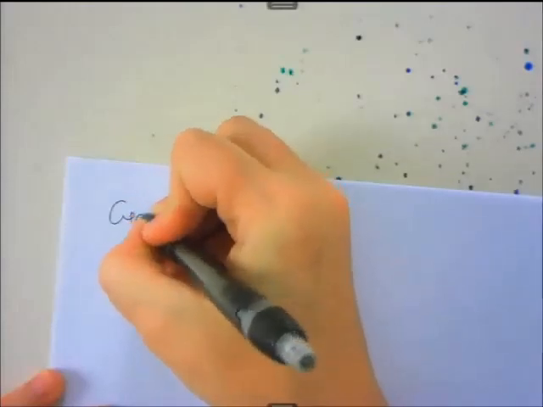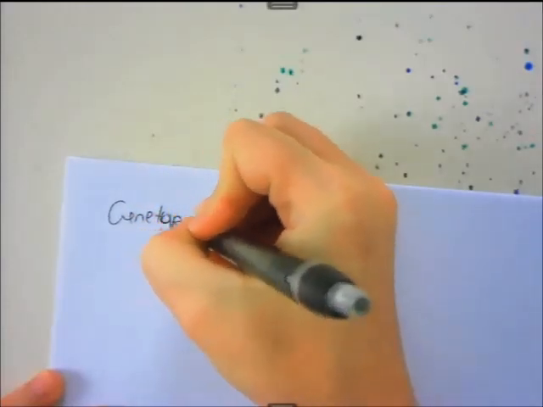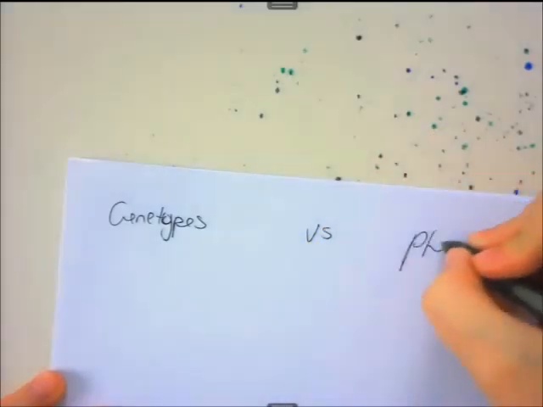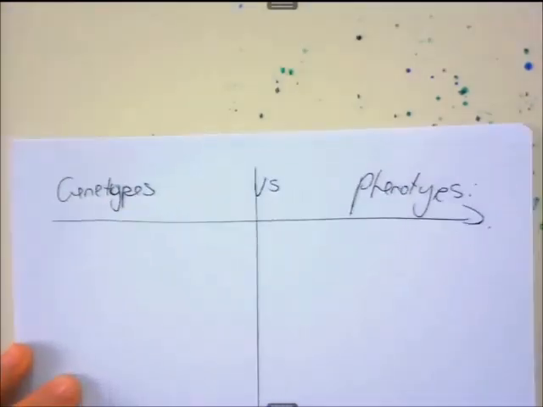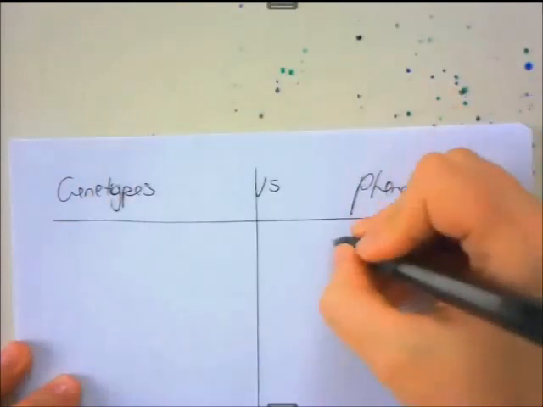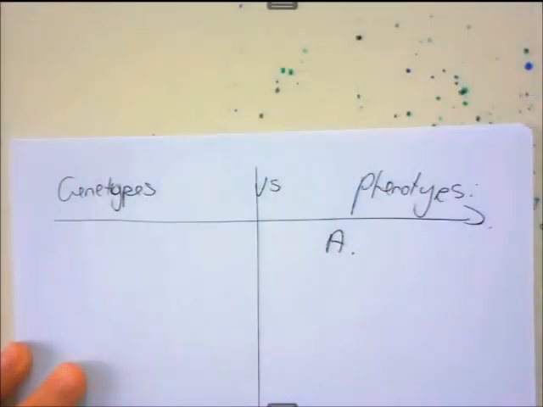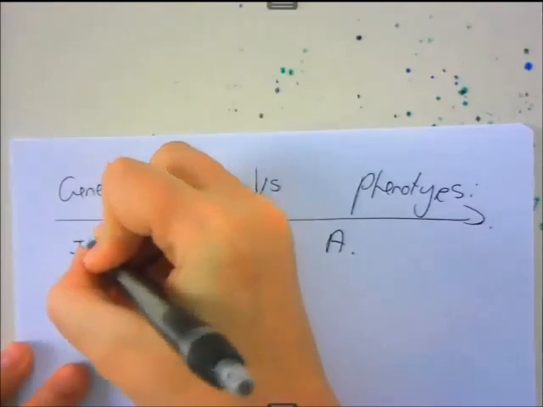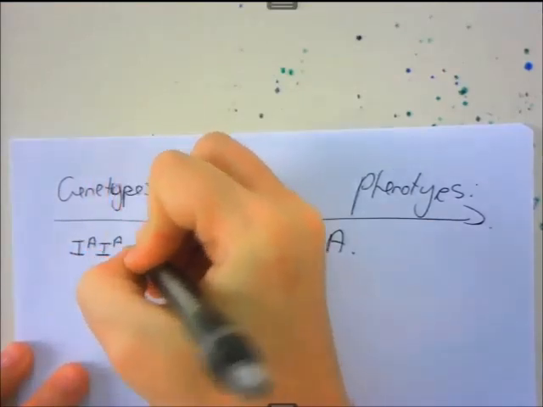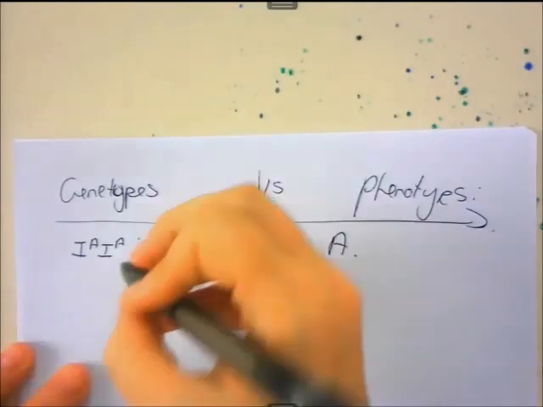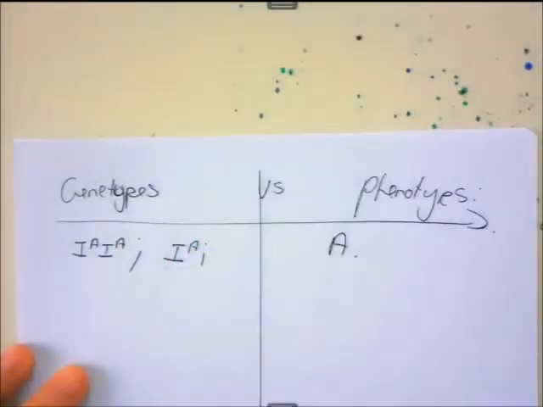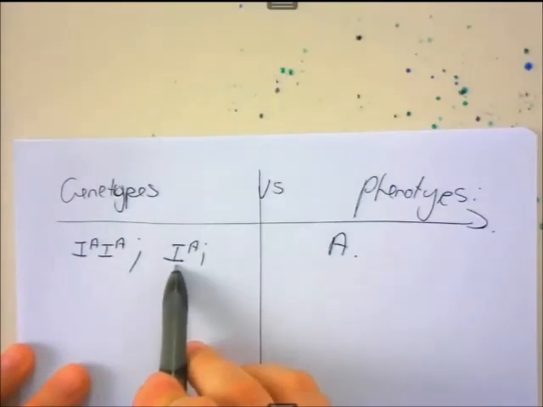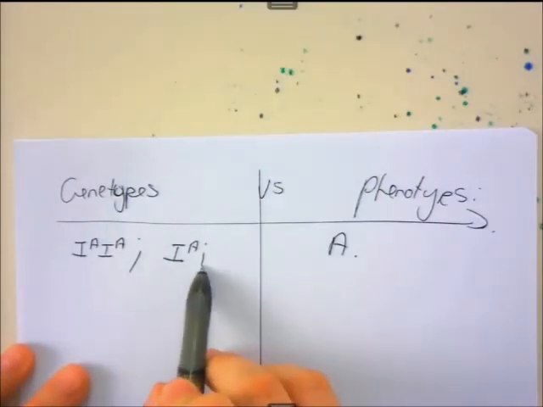When we look at genotypes and we look at phenotypes, what we see in blood typing is the following. If we look at blood type A, there are two ways to write it. We can write it in the homozygous condition, which is two dominant genes or two dominant alleles together, or we can write it in a heterozygous condition, which is one dominant gene and one recessive gene together.